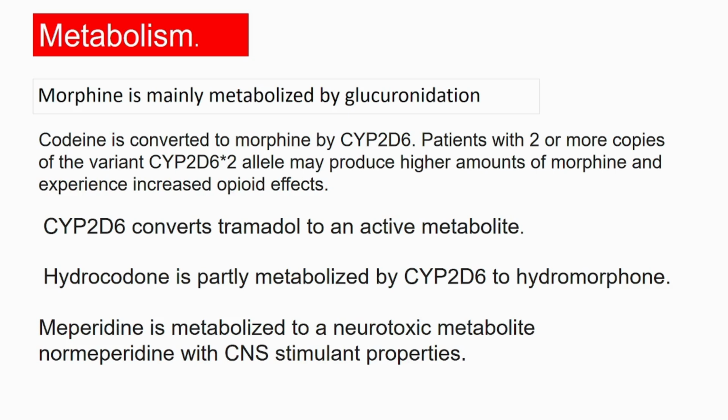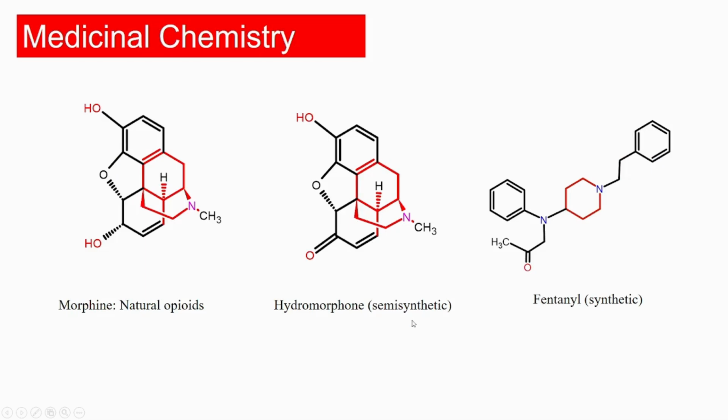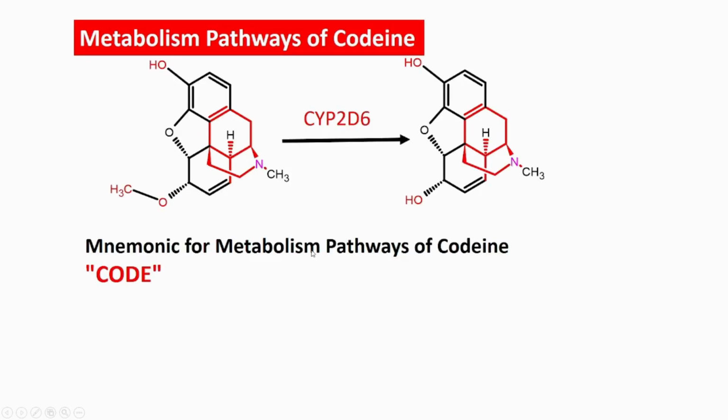Meperidine can cause neurotoxicity in patients who have renal disease because it forms the normeperidine metabolite, which can result in CNS toxicities. Here is the medicinal chemistry of opioids. Morphine is a natural opioid structure, which is also known as a phenanthrene derivative. Hydromorphone is a ketone. At the 3 oxygen here, a hydroxyl group has turned to a ketone group, whereas fentanyl is synthetic. All of them have a piperidine ring present in those structures.